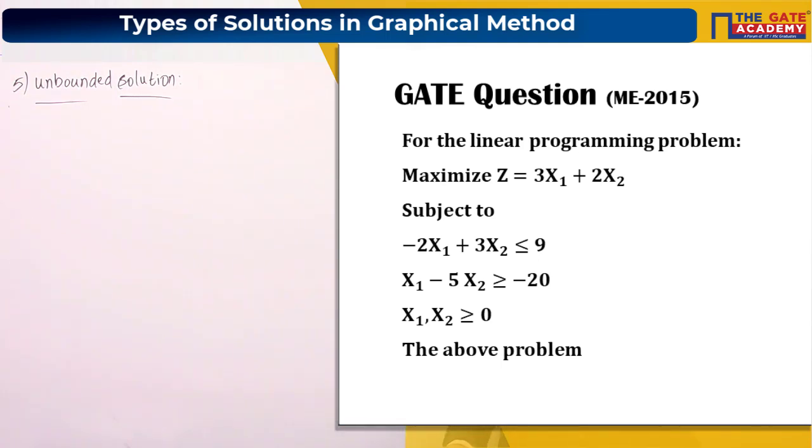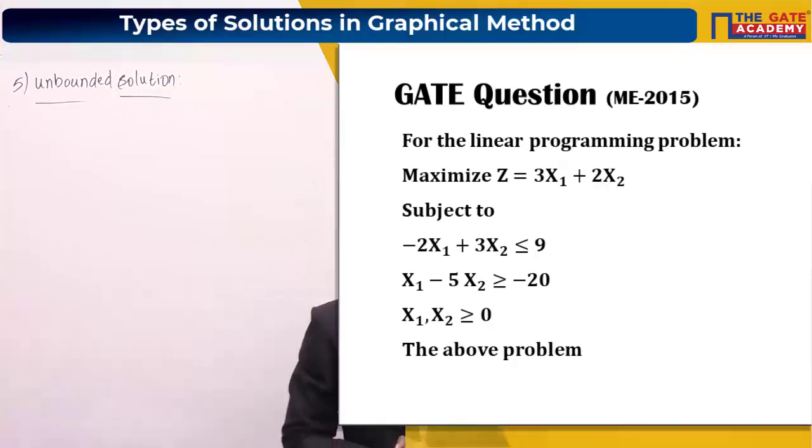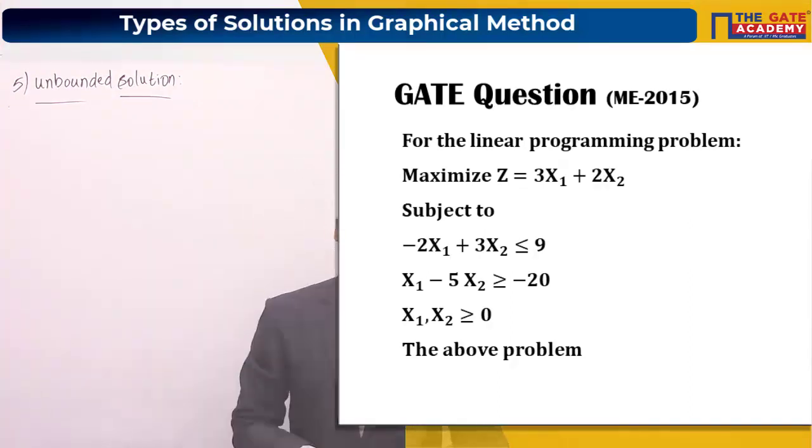Just try to solve this question, and again it is a maximization problem. Just find out the maximum value of z, the objective function. Then we will discuss the condition for unbounded solution. Okay, so please solve this particular question.